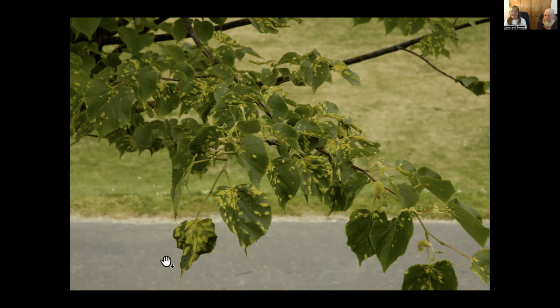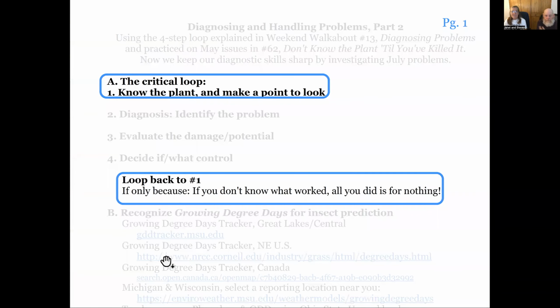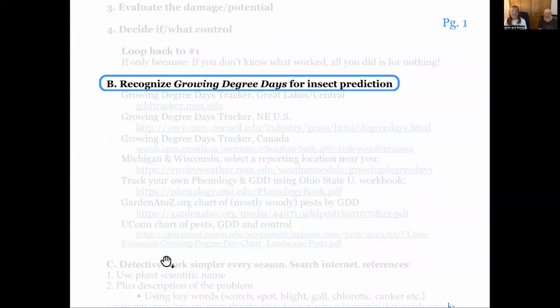And it's important that you think through all four of those steps, not just the diagnosis, and critical that you then loop back. You've got to keep circling back. If you decide to do something, you need to look and see if it worked, and not do the same thing again if it didn't work. And if you didn't do anything, you need to know that you have that potential problem and look back to make sure it doesn't get worse. So that's our recap of the first part of this.